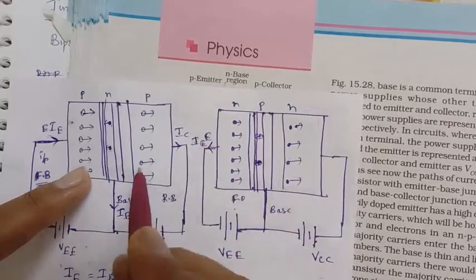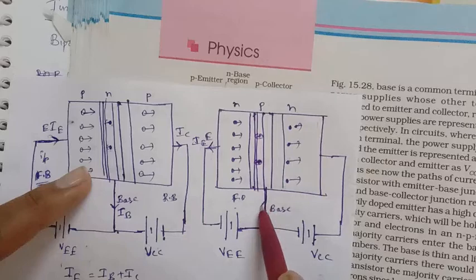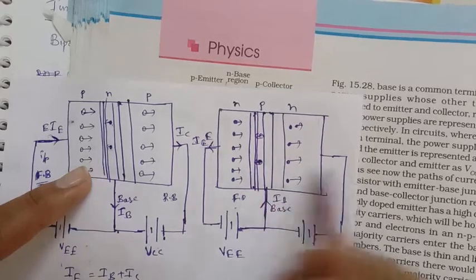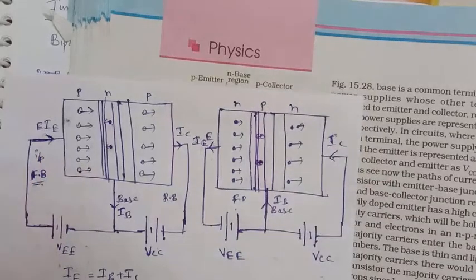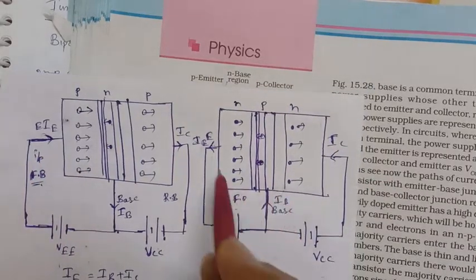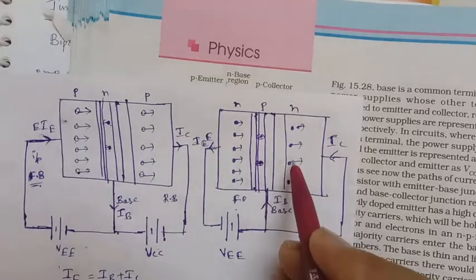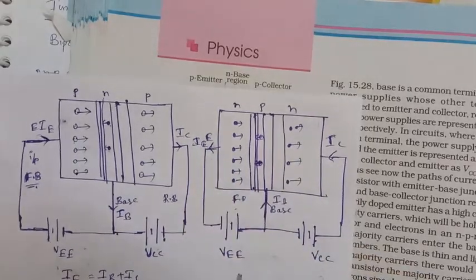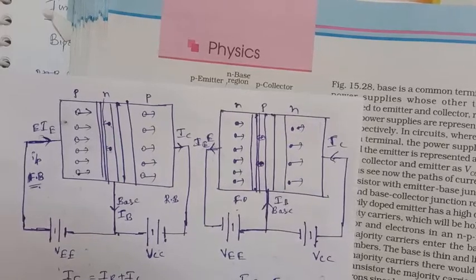The emitter current is outwards, and in this direction it is the base current, upward IB. In this direction it is IC. Then you have to apply the same formula, KCL. The inward current is equal to the outward current. That means IE is equal to IB plus IC.